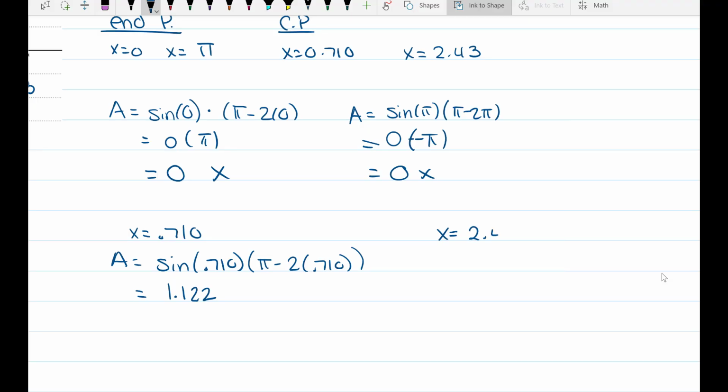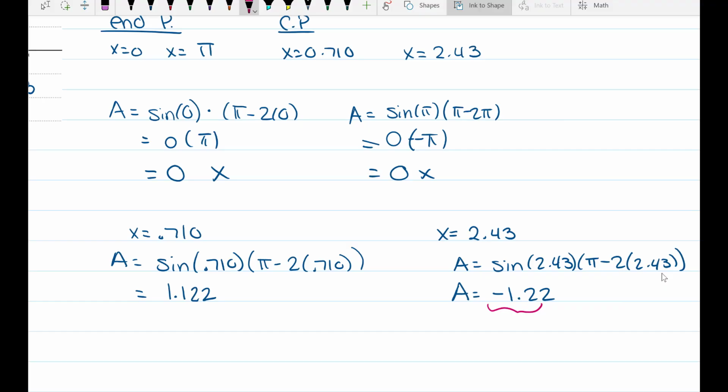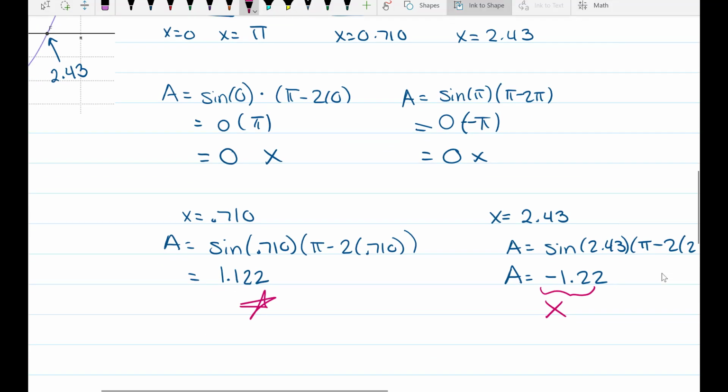x equals 2.43. Area equals sine of 2.43 times pi minus 2 times 2.43. And we get that the area is equal to negative 1.22. So, in fact, this number 1.22 is larger than 1.122. However, this is negative, so it doesn't work because the area can't be negative. So ding, ding, ding, here's our winner.